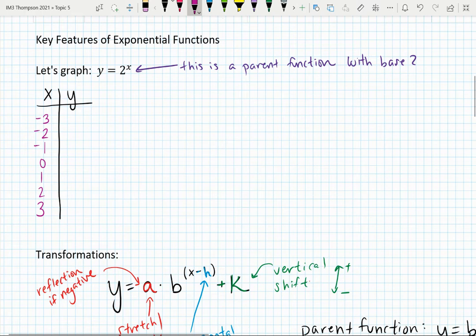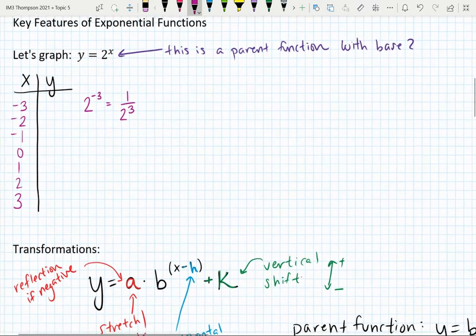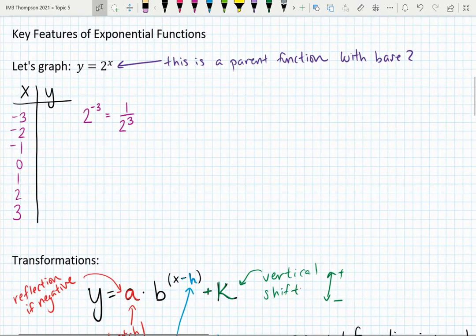is negative 3. So when I plug in 2 to the power of negative 3, we have to know what that negative exponent does. A negative in the exponent is going to cause me to take the reciprocal and write it as a positive exponent. So instead of 2 to the negative 3, I have 1 over 2 to the positive 3. Let me write that a little bigger. I feel like this screen is very small today. And 1 over 2 to the positive 3, 2 cubed is 2 times 2 times 2, which is 8. So I have 1/8 for my y value.